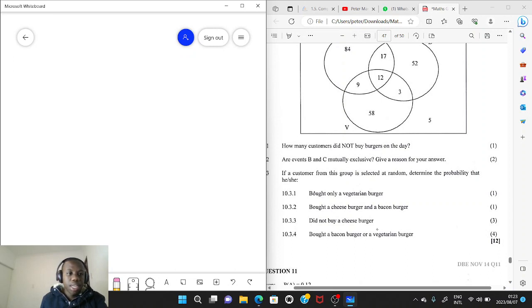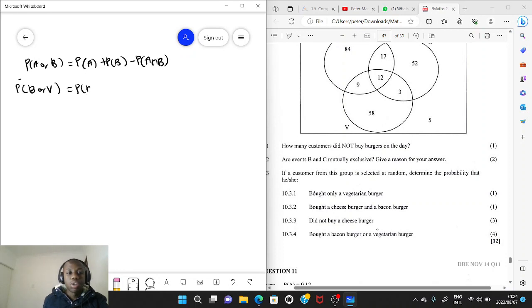One can say, no, at the beginning of the class you introduced the addition rule. We know that the addition rule states as follows: the probability of A or B is equivalent to the probability of A plus the probability of B minus the probability of A and B, right? In this case we'll use B and V. So we are looking for the probability of B or V. So we know that the probability of B or V is equivalent to the probability of B plus the probability of V minus the probability of B and V.